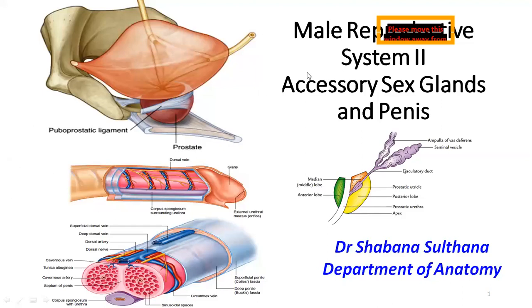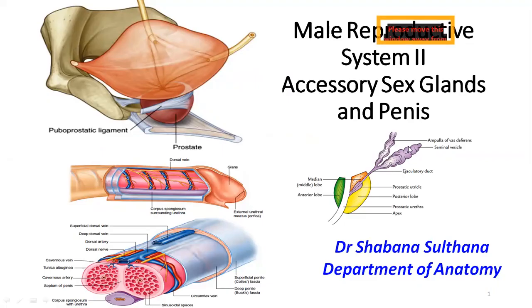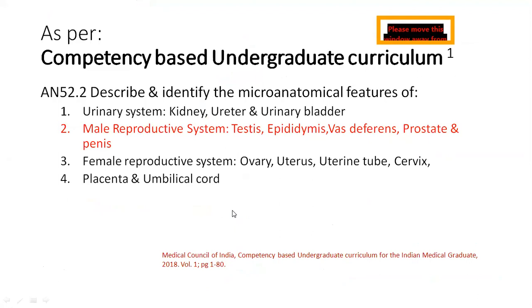To continue with the male reproductive system part 2, we have the accessory sex glands. We will now talk about the prostate, seminal vesicles, and penis. We have just finished the testis, epididymis, and vas deferens. Now we are left with the prostate and penis, and also the seminal vesicles.